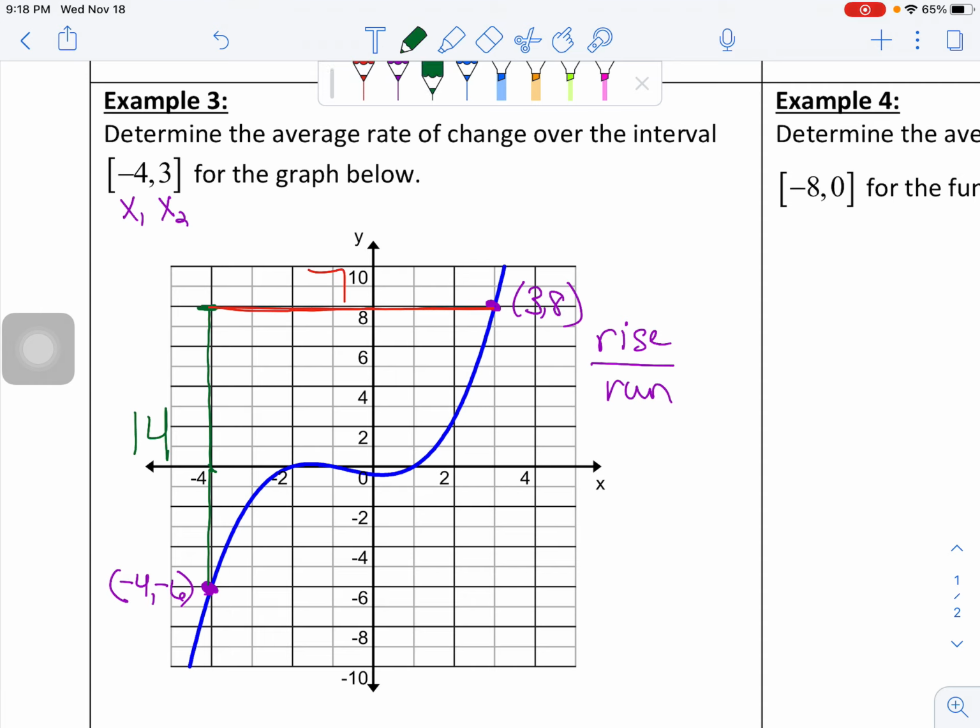All right, so if I put that together, my rise of 14 over my run of 7, well, that would give me an overall average rate of change of 2. Again, maybe your teacher wants to write it as 2 over 1. That's going to be up to your teacher's discretion. Okay, so whether you did this with slope formula or you just counted out on the graph, really whatever makes sense to you.